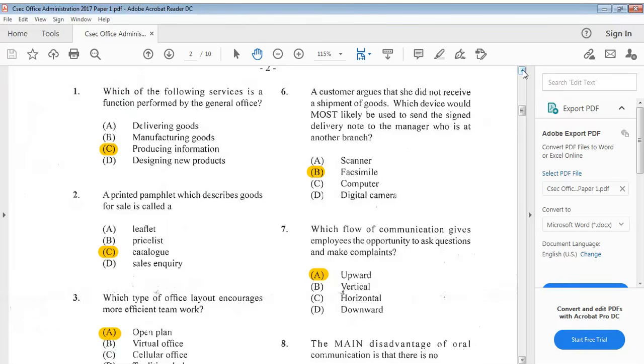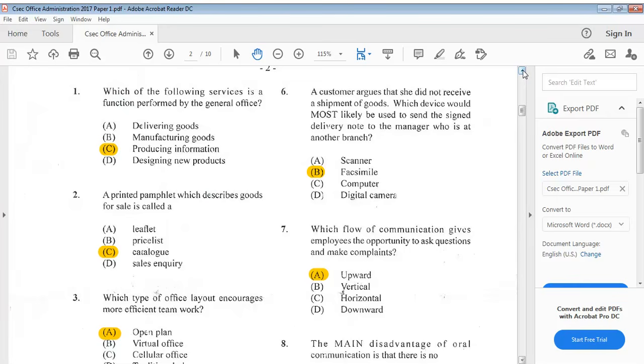A customer argues that she did not receive a shipment of goods. Which device would most likely be used to send the signed delivery note to the manager who is at another branch? A. Scanner. B. Facsimile. C. Computer. Or D. Digital camera. So our answer would be B. Facsimile. Let's go on to number 7.